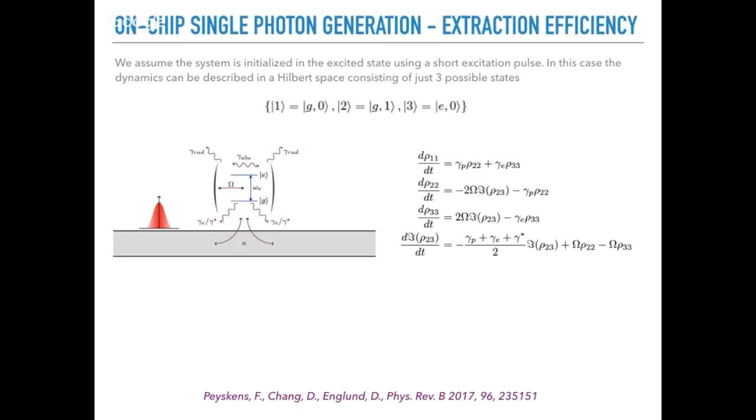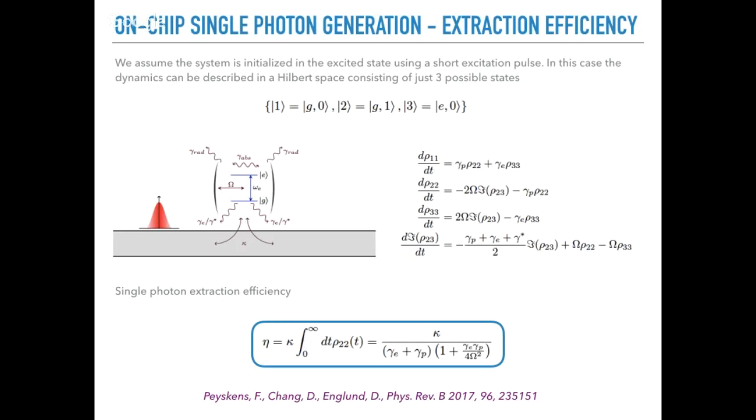And it turns out that for a plasmonic system, the single photon extraction, which is just the probability that your system is in the excited state integrated over time times the decay rate of that emitter, is given by the following formula. So now we want to investigate, as a function of the parameters which pop up over here, how we can actually optimize it and how good or how bad a plasmonic system is.